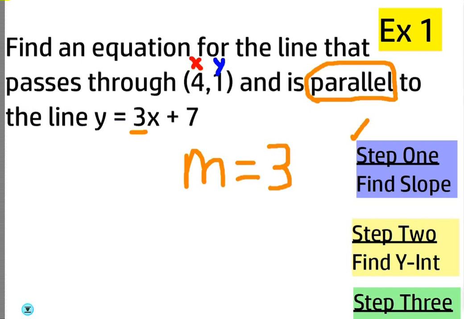Okay, step 2. Find the y-intercept. So how do you find the y-intercept if you just know the slope and a point? This goes back to a lesson we've done quite some time ago, but it's pretty simple. The y-intercept is b. So if it was y equals 2x plus 10, then the y-intercept would be 10. But the question is, how do I find it given a point and the slope? Y is not the y-intercept.